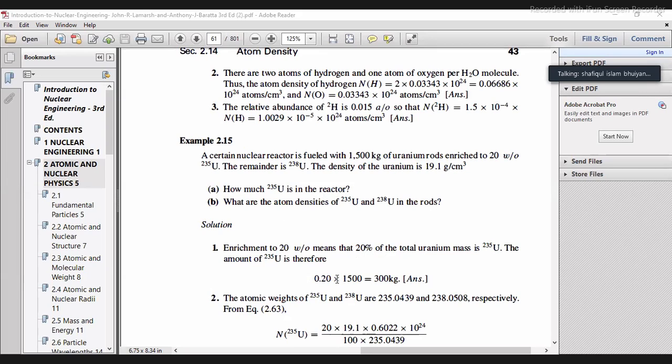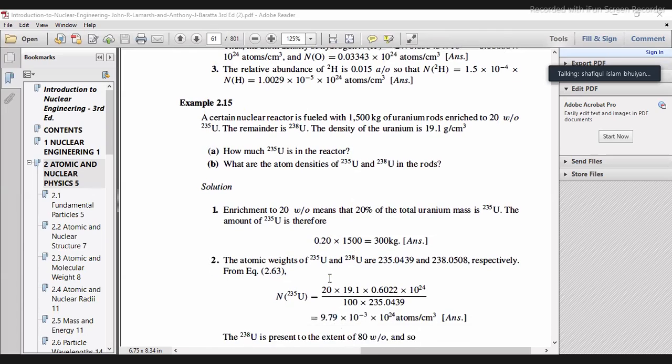It's very simple, because 20% means that 20% of the total uranium mass is U-235. So the mass of the uranium-235 is 300 kg. This is 1500 kg multiplied by 0.2, it is 20%. Okay, this is the simplest case.